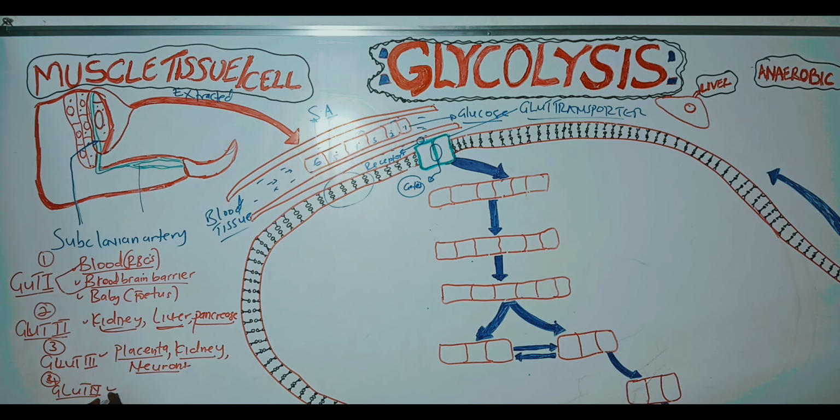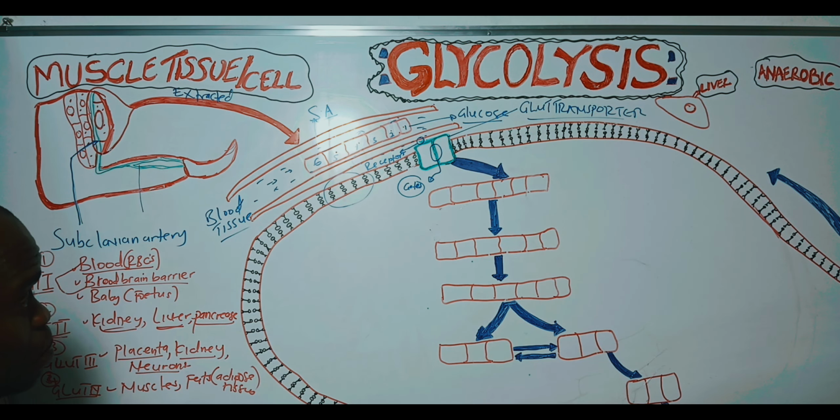Here we have the muscle. These ones are the muscles. They are also in the fat, that is the adipose tissue. So why am I bringing this one here? It is just for you to know that specific types of cells have their transporters, so as not to confuse them. Now let's get back there.